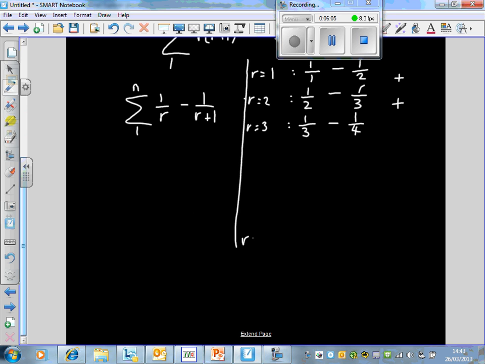We need to work out the last term when r is n, okay? We've worked out the first 3, now we need to work out the last 3, okay? Now, it's 1 over n minus 1 over n plus 1. What's the penultimate term? What is r going to equal then? N minus 1.